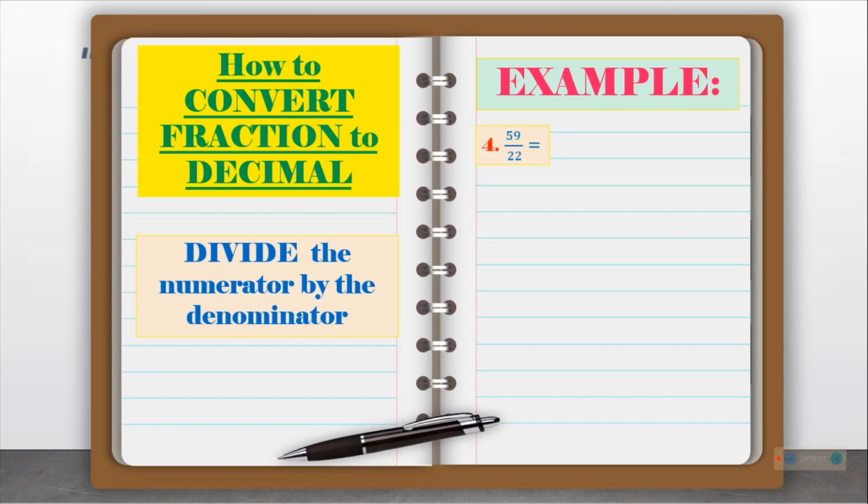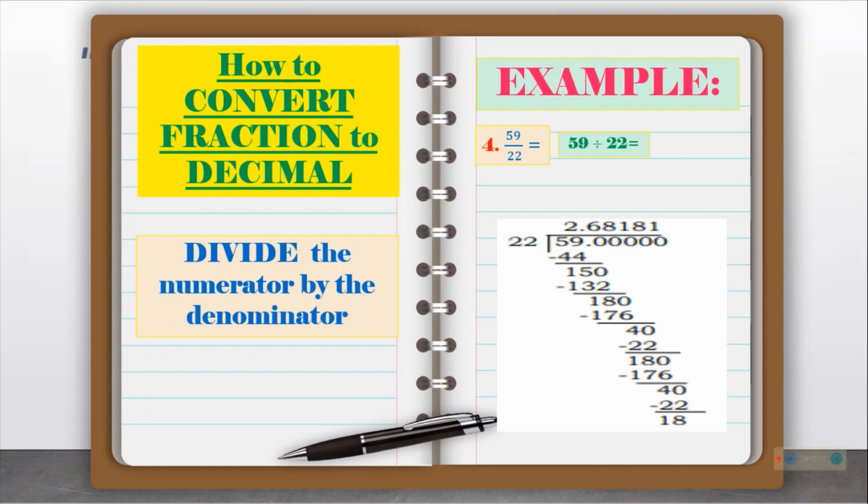59 over 22. So, 59 divided by 22. So, yung 59 siya yung nasa loob, then yung 22 yung nasa labas. So, 59 divided by 22 is 2. 2 times 22 is 44. 59 minus 44 is 15.